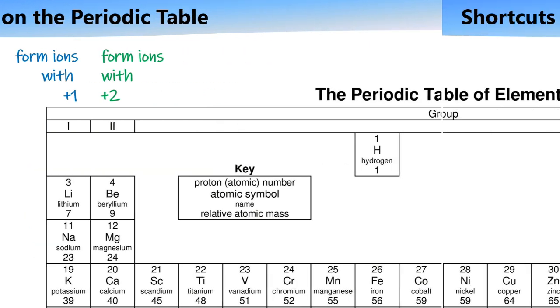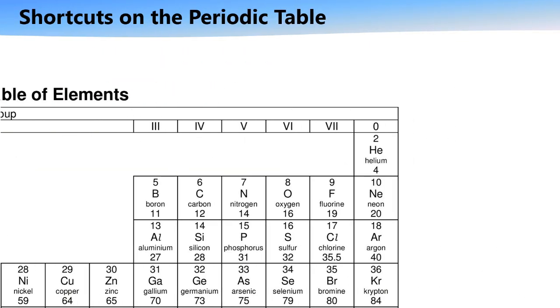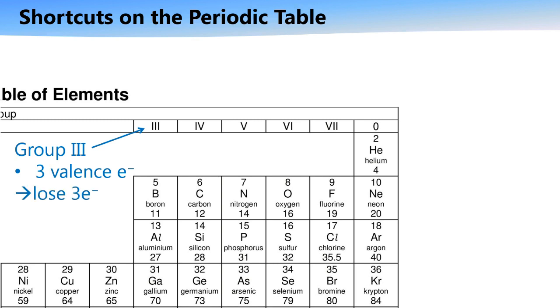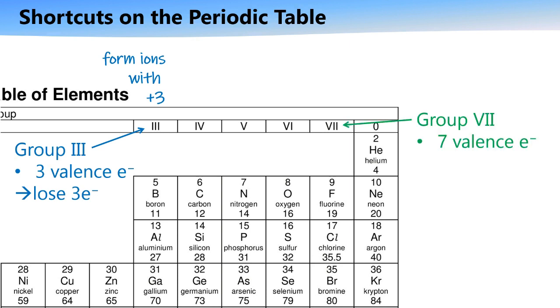Moving on to the other groups. Next we have group 3 with 3 valence electrons. So to become an ion, group 3 elements will lose 3 electrons, and as such they will form ions with +3 charge. I will skip group 4 for now, and I'll talk about group 7.